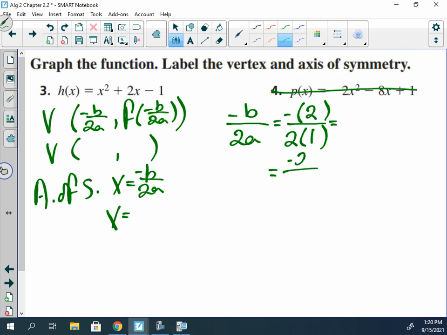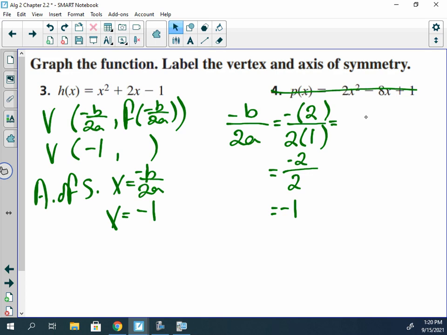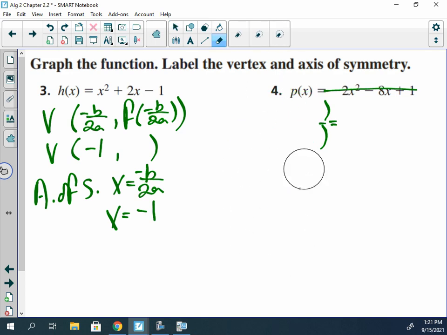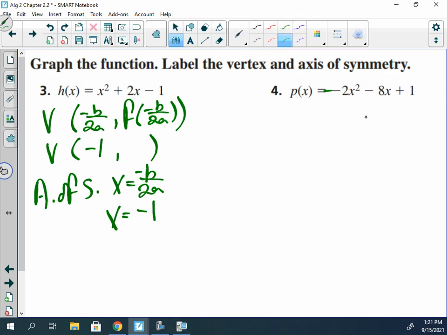Well, on top we'll have negative 2. 2 times 1 is 2. So negative 2 divided by 2 is negative 1. So the x value of the vertex is negative 1. x equals negative 1. So we found the x value of the vertex and the axis of symmetry. Questions on how we found either one of these here?